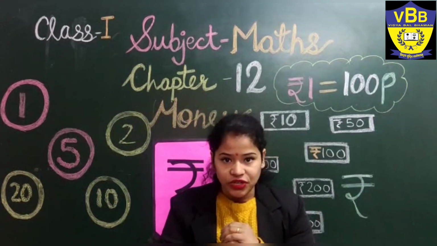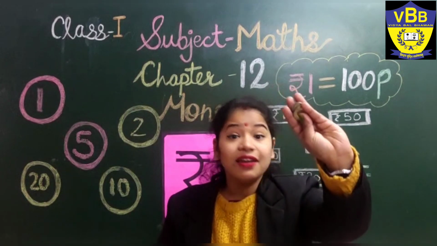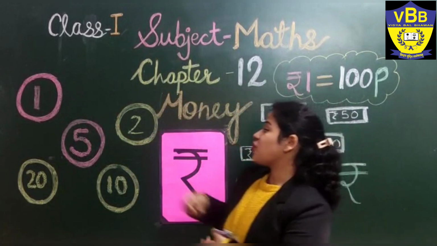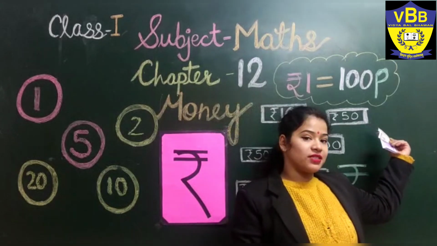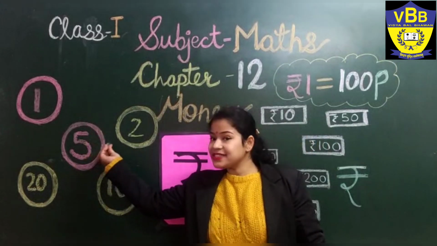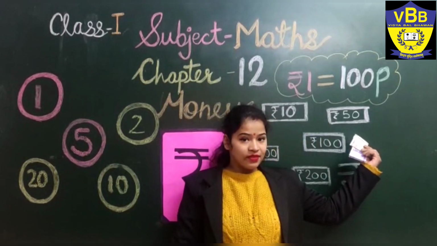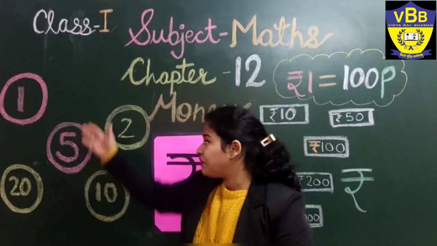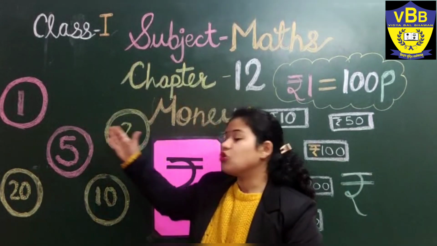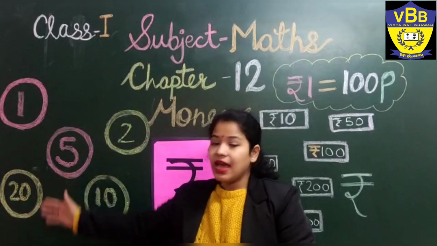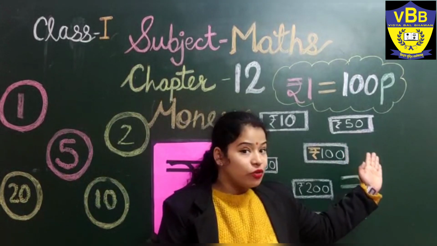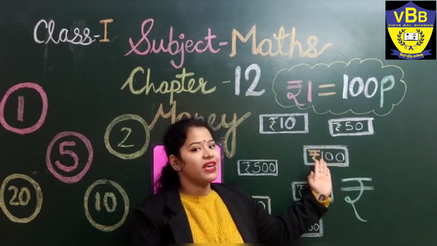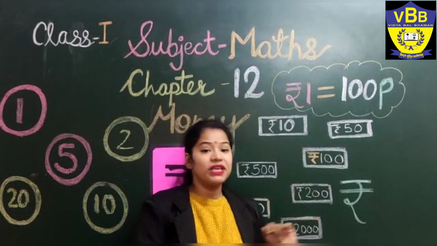So, in our country, there are two types. These are coins. Very good. And these are notes. Got it? So, in our country, we are using coins and notes. Coins of different values like rupees 1, rupees 2, rupees 5, rupees 10, rupees 20. And the other one is notes. We are using how many types of notes? Rupees 10, 20, 50, 100, 200, 500 and rupees 1000.